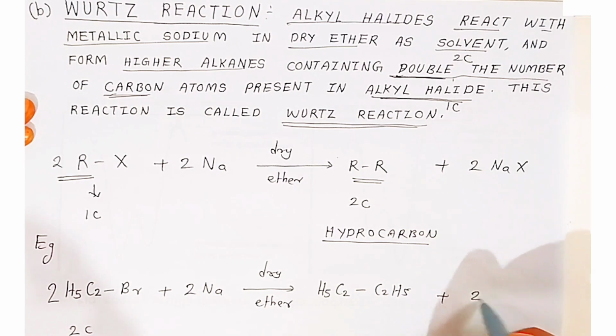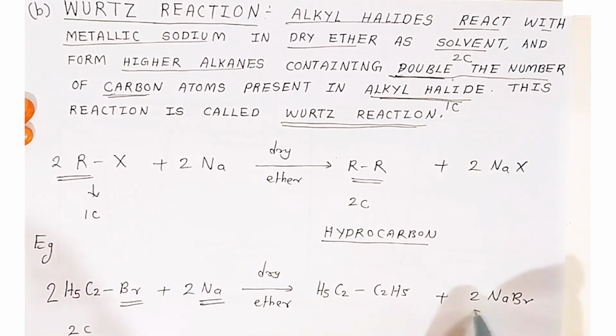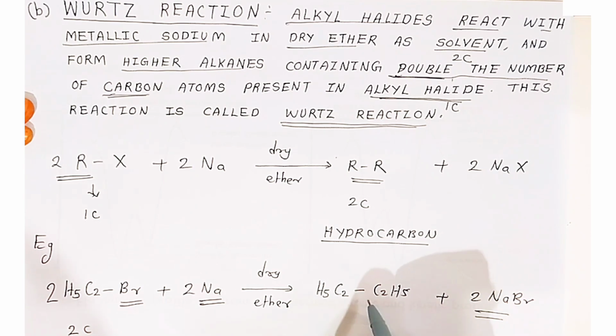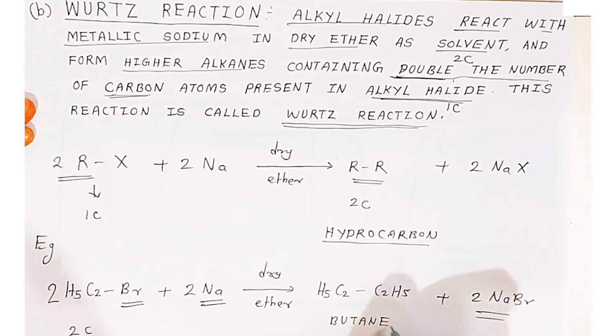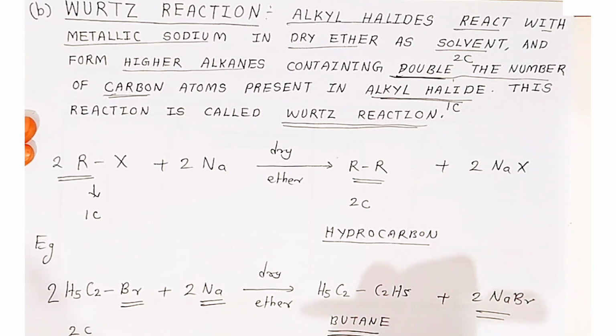And there is elimination of sodium bromide. This sodium reacts with bromide. Understanding, students? So this way, students, you have got the molecule that is called butane. This type of alkane, that is butane. Here there is a formation of hydrocarbon containing 4 carbons. Understanding, students? That is why this reaction is very important, students.